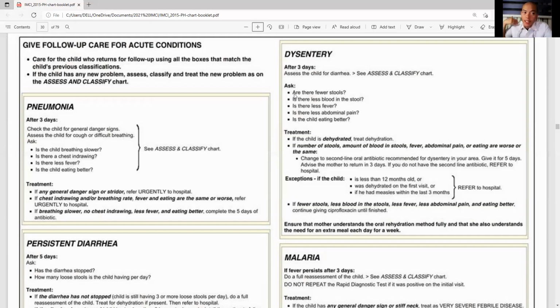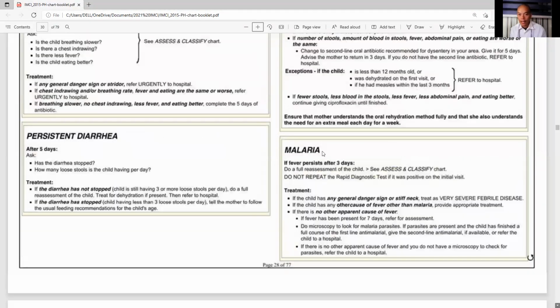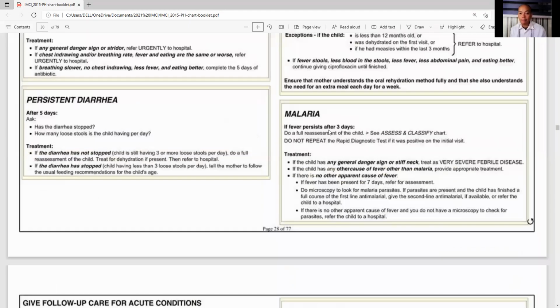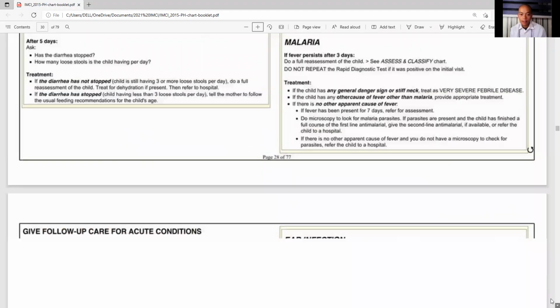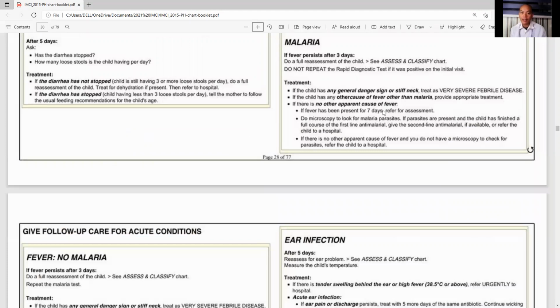Okay, remember, one thing to assess, is this a follow-up patient or is this an initial admission patient? Are there fewer stools? Follow-up patient, is there less blood in the stool? Treatment is also here during the follow-up. Okay, so none. When to follow up? When should you come back? Malaria. Okay, if fever persists, please come back after 3 days. Okay, if not, maybe it's under none.